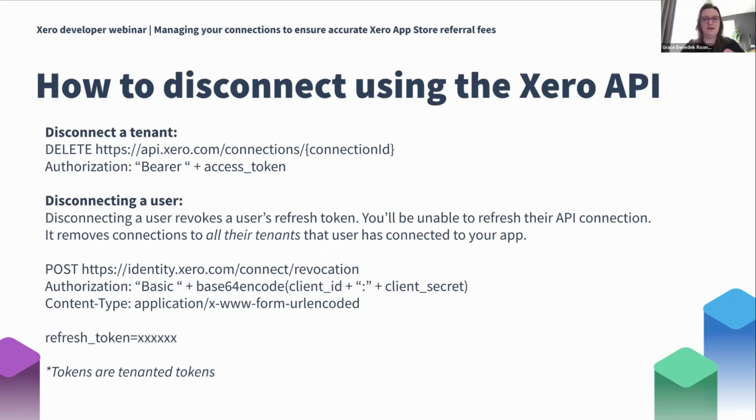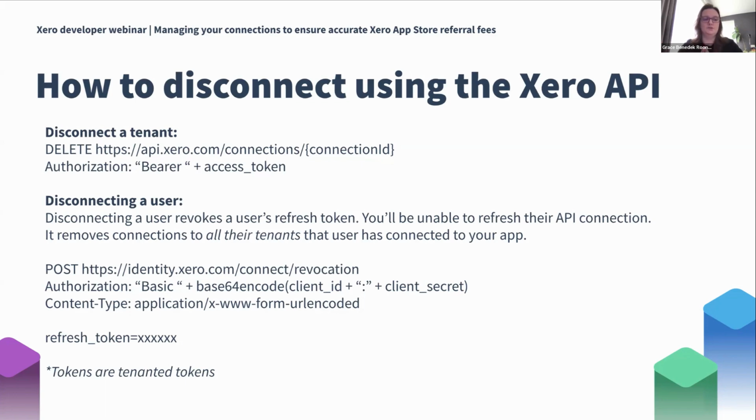If you'd like to disconnect via the API, you have two options. You can disconnect a tenant, or you can disconnect a user. We often recommend disconnecting the user, especially if they have churned or they've not converted. This is because when you disconnect a user, it will revoke all of that user's tenants associated to your app. So that typically will cover your ground and make sure you're not going to be charged for any of their connections that they may have made.